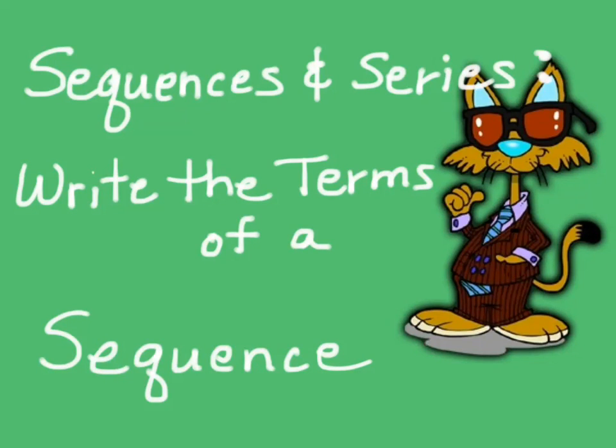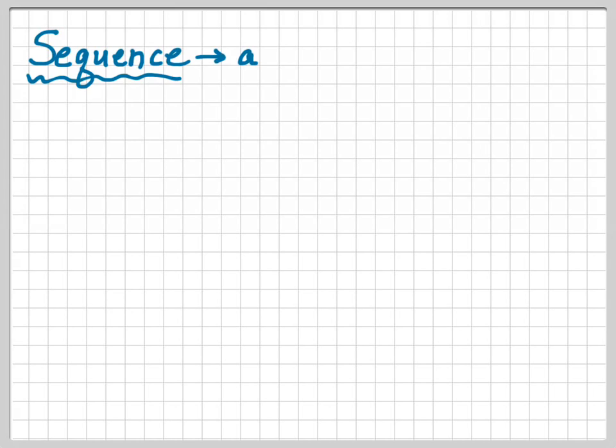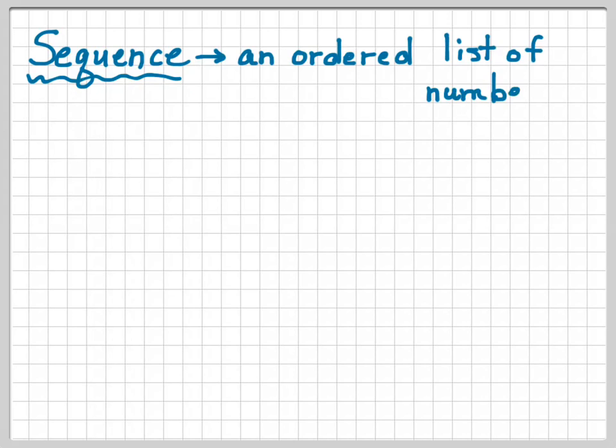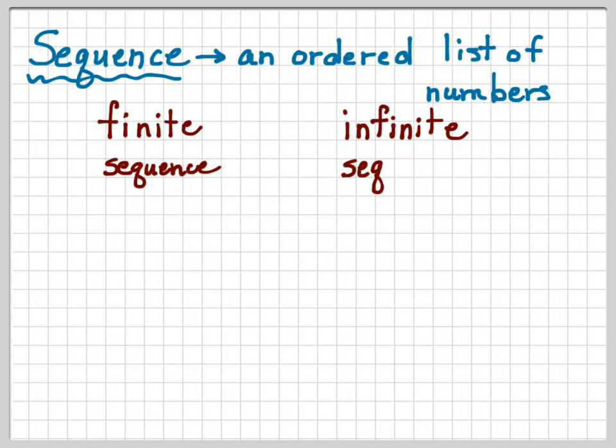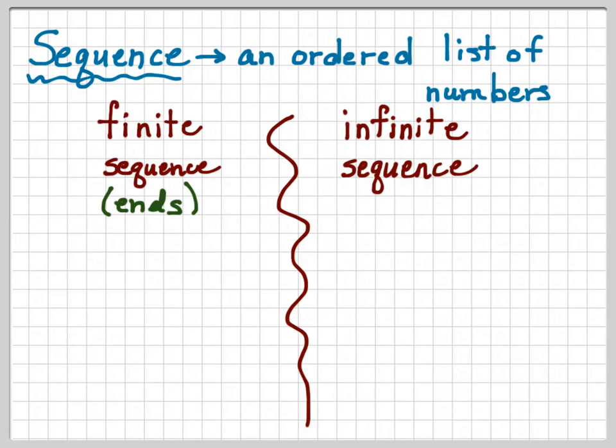Today we're going to talk about sequences and series and how to write the terms of a sequence. A sequence is simply an ordered list of numbers. Ordered meaning in order from the first one to the last one. There's two kinds of sequences: a finite sequence and an infinite sequence. All right, let's talk about finite sequences first.